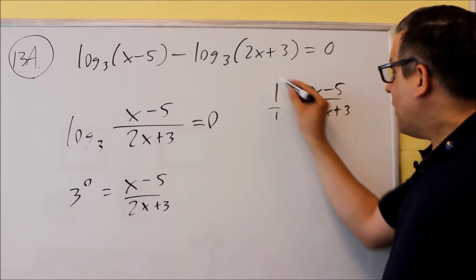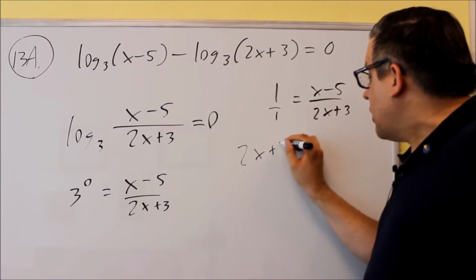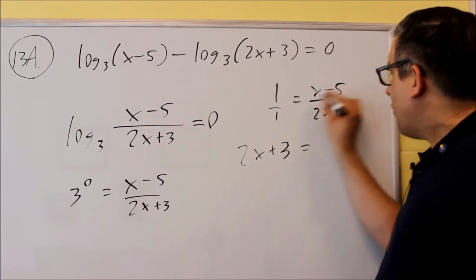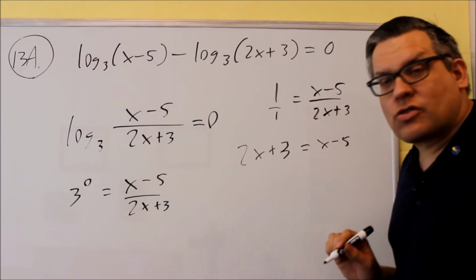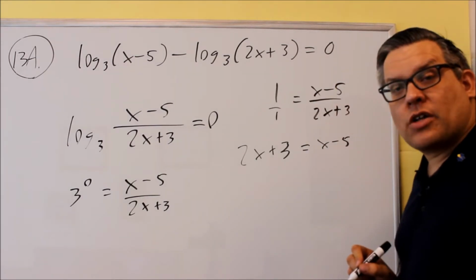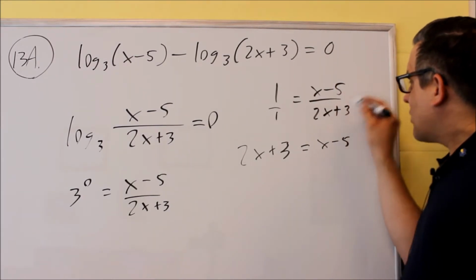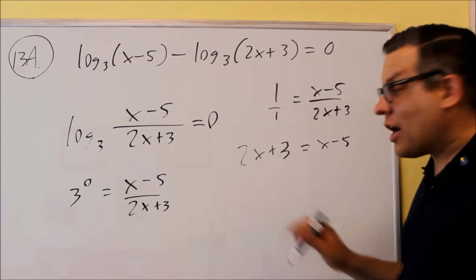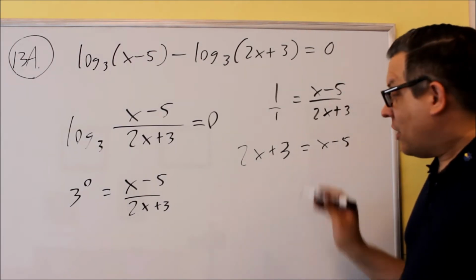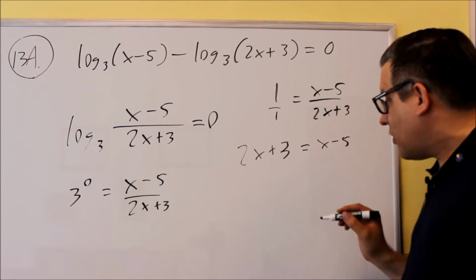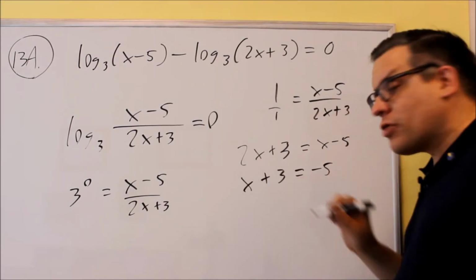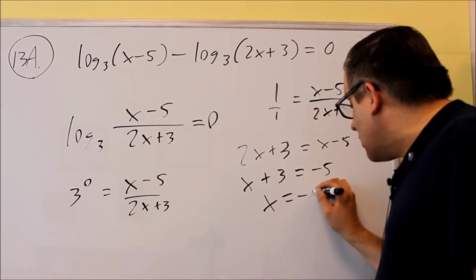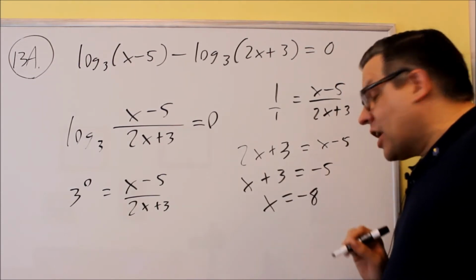So I'm going to multiply this diagonal together and I get 2x plus 3. And if I multiply this diagonal together, I get x minus 5. You could have also multiplied both sides of the equation by 2x plus 3 to cancel out the fraction on this side. You would have gotten exactly the same answer here. Let's solve for x. So subtract the x's and I get x plus 3 equals negative 5. Subtract the 3's. I get x is equal to negative 8.